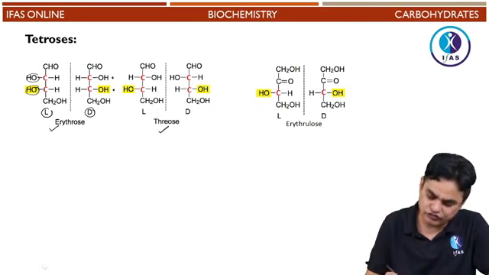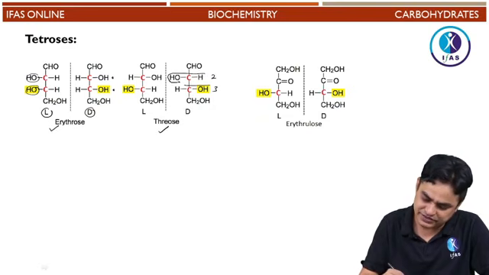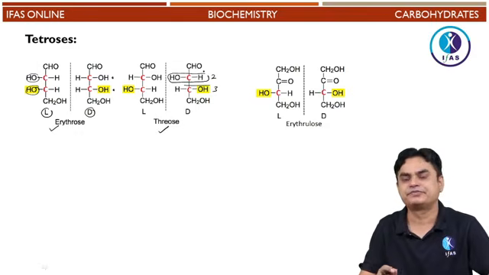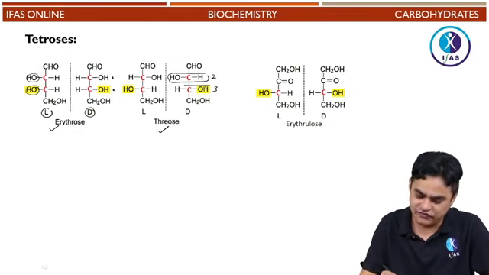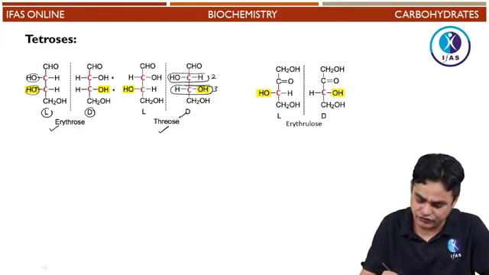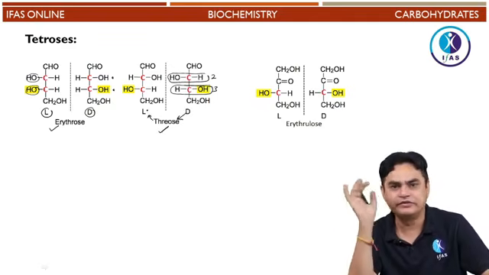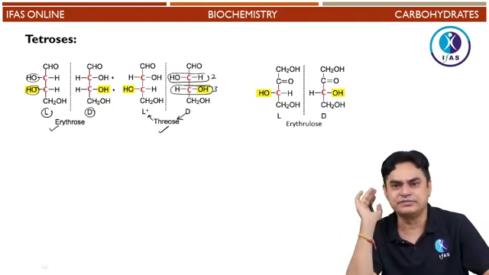While in the case of erythrulose, what you find is that the OH group present on the second carbon is on the left side, while on the third carbon it is on the right side in the D form of erythrulose. If it is the L form of erythrulose, things will be reversed. It would simply be a mirror image of this.